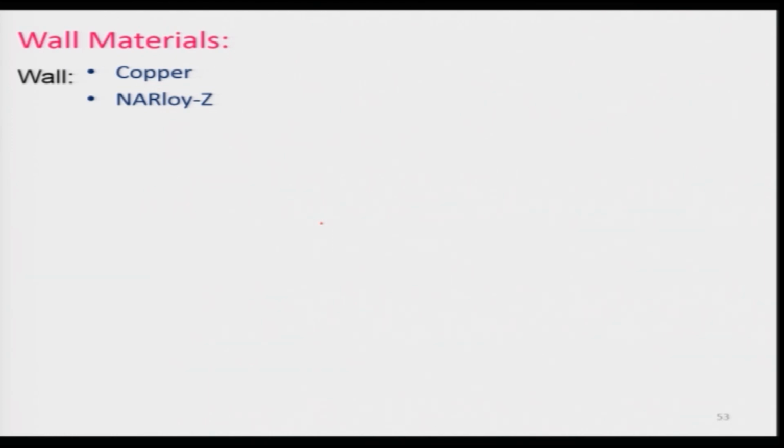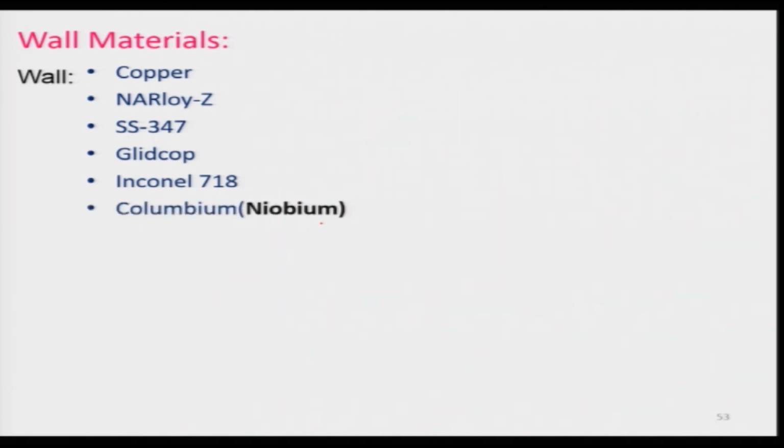and beside these several materials have been developed, and also it is being proprietary item of the companies, and they have given their name. One of them is Narloy Jet, and the other one SS 347, and SS is your stainless steel, and there are various kinds of stainless steels, you might be aware, and 347 is one of them. Gleedcorp, Inconel 718, and Inconel is a very costly material and having higher strength also, and Columbium, and nowadays it is known as niobium, which is having a very higher hardness as good as titanium, and also it is having a ductility of iron.